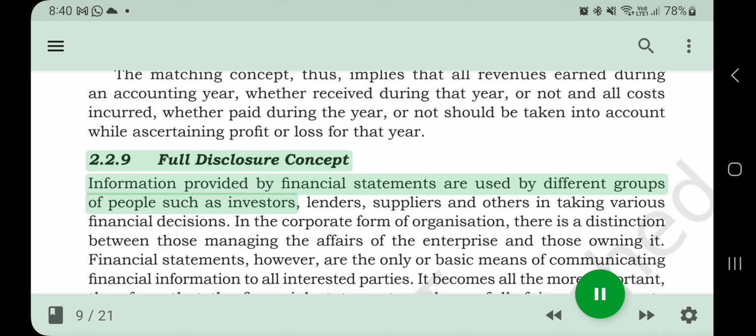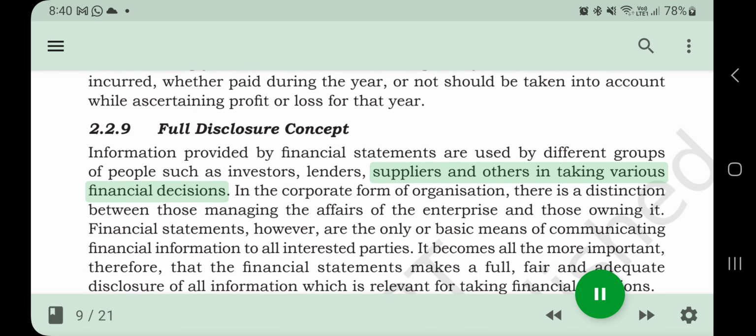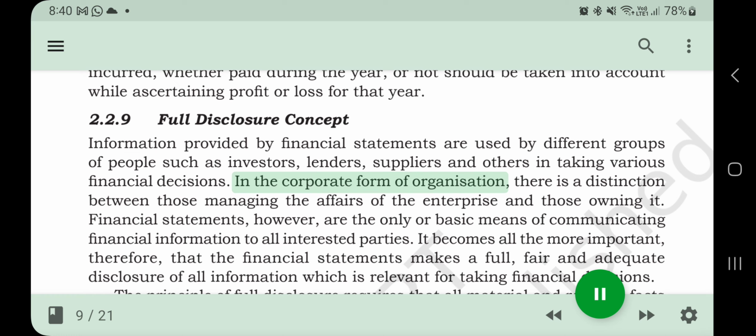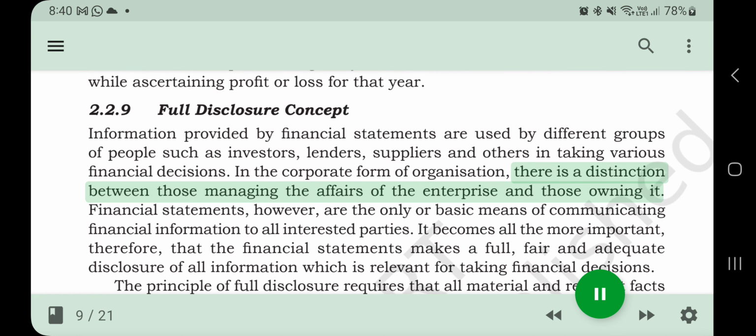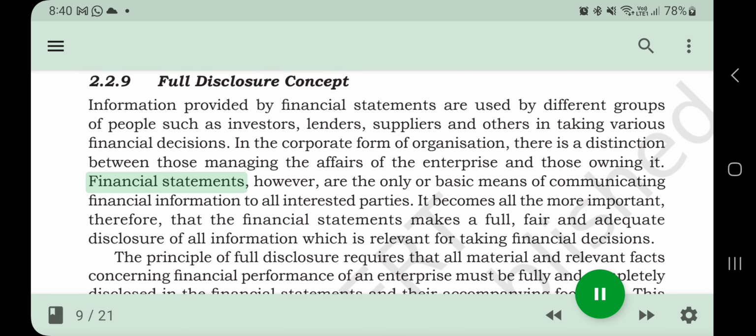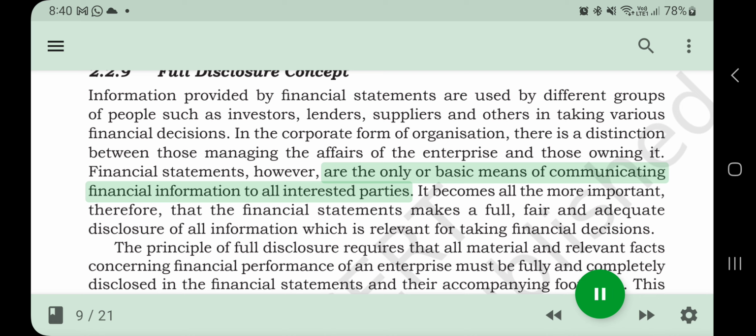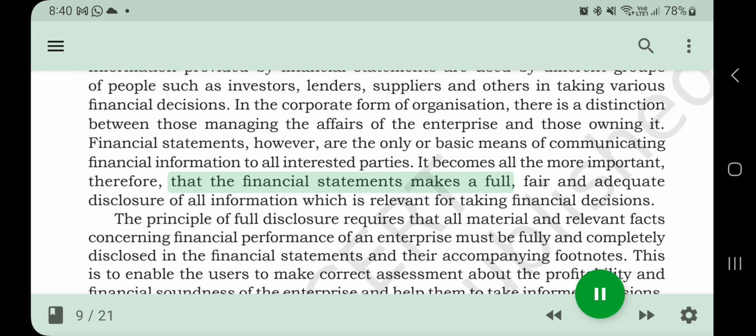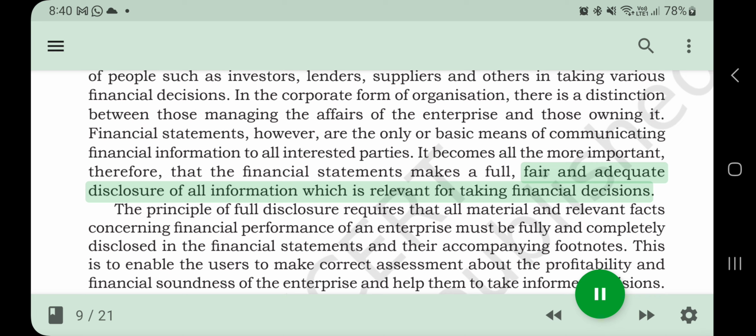2.2.9 Full disclosure concept. Information provided by financial statements are used by different groups of people such as investors, lenders, suppliers and others in taking various financial decisions. In the corporate form of organization, there is a distinction between those managing the affairs of the enterprise and those owning it. Financial statements, however, are the only basic means of communicating financial information to all interested parties. It becomes all the more important, therefore, that the financial statements make a full, fair and adequate disclosure of all information which is relevant for taking financial decisions.